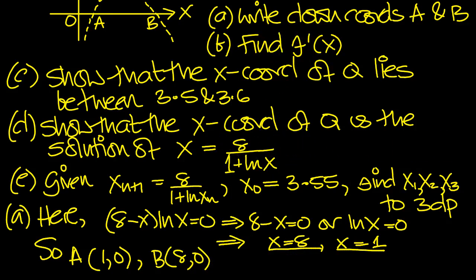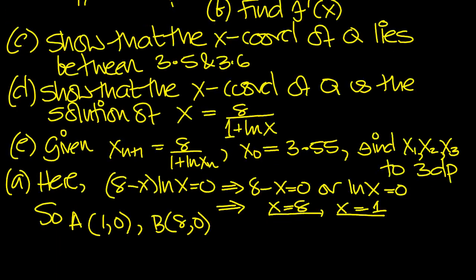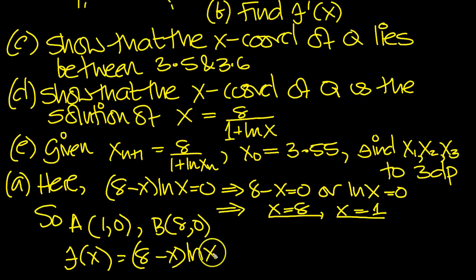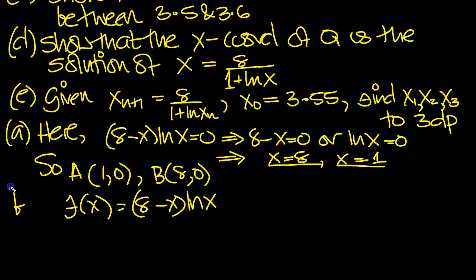Find f dashed x. Okay, so we got our function then. Let's just remind ourselves what it is. 8 minus x times log x. So f of x is equal to 8 minus x ln x. And we need to find the derivative now. In part B, find f dashed of x.